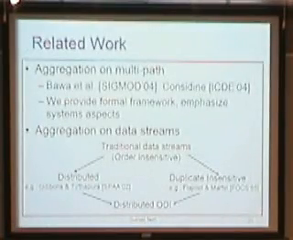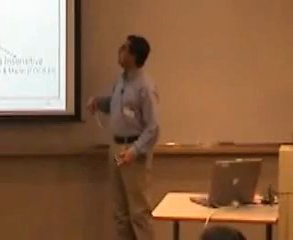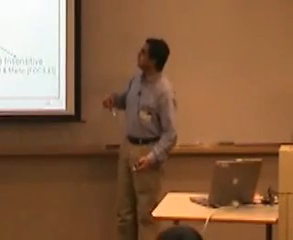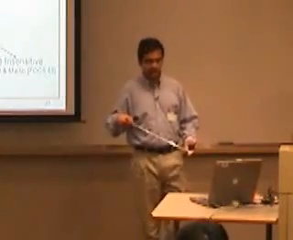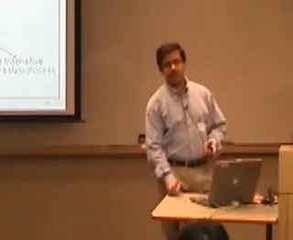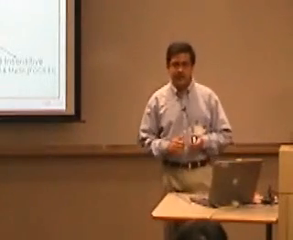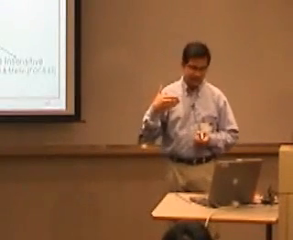So concurrent to my work, there are 2 other works that use multipath for aggregation. One was from Stanford by Bawa et al. And the other one was from Boston University by Considine et al. And the way my work is different from theirs is that we provided the formal framework. We tried to formalize the whole general class of algorithms so that you can prove correctness, you can analyze the errors, and so on. And we also looked at more systems aspects like the implicit acknowledgement or adapting the topology and so on.